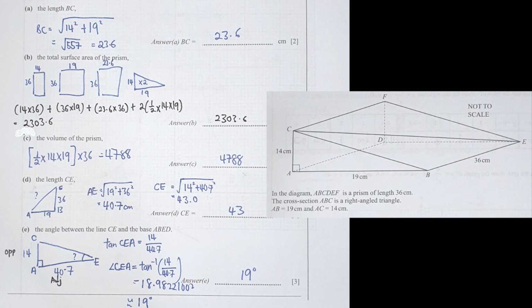Find the volume of the prism simply by taking half times AC times AB, then multiplied by its width, which is 36. So your answer should be 4,788.